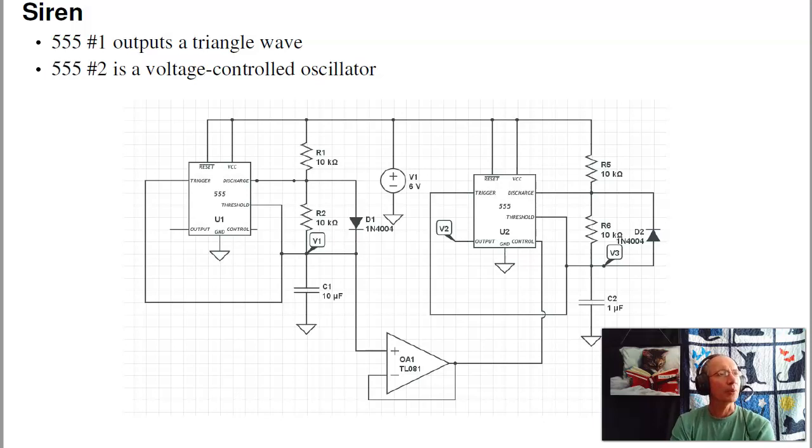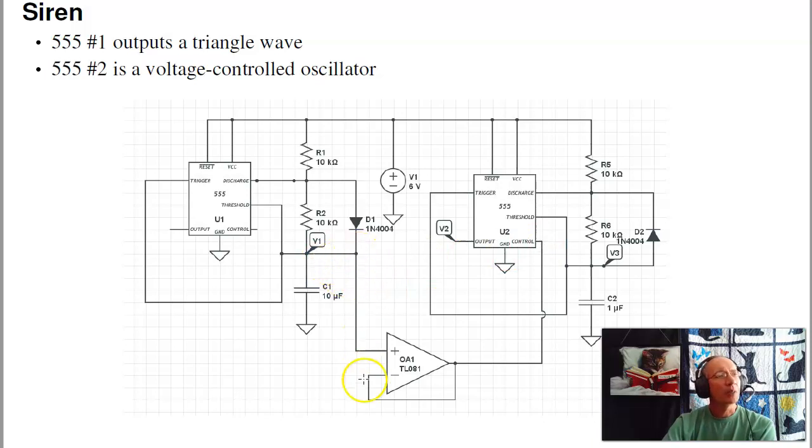Another example, I can build a siren. This is a combination of circuits. The first circuit outputs a triangle wave. That's the charging and discharging of the capacitor. Again, the output will be a square wave, and the capacitor will be a triangle wave. The triangle wave is what I want in this case, because I want a siren going up and down like that.